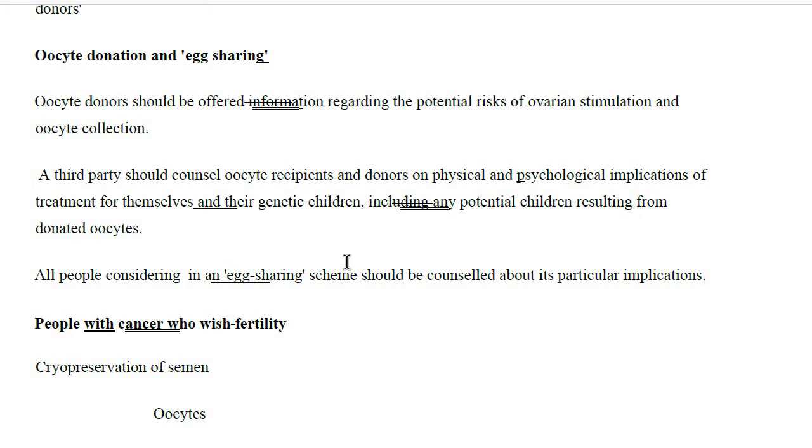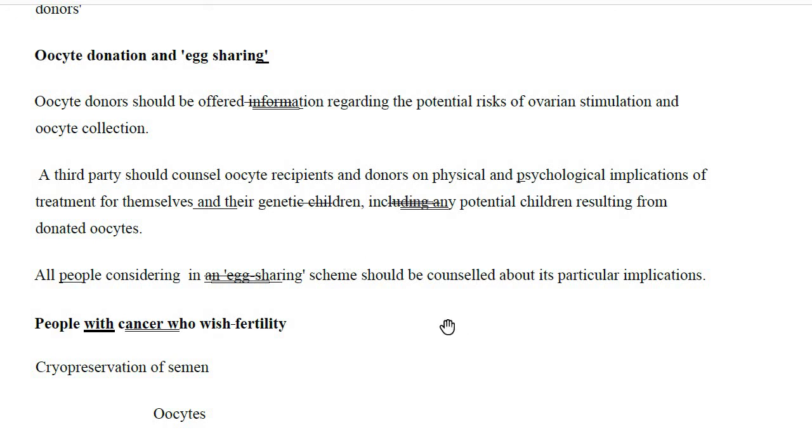Oocyte donation and egg sharing. Oocyte donors should be offered information regarding the potential risk of ovarian stimulation and oocyte collection. A third party should counsel oocyte recipients and donors on the physical and psychological implications of the treatment for themselves and their genetic children, including all potential children from the donated oocytes. All people considering an egg sharing scheme should be counseled about its particular implications.